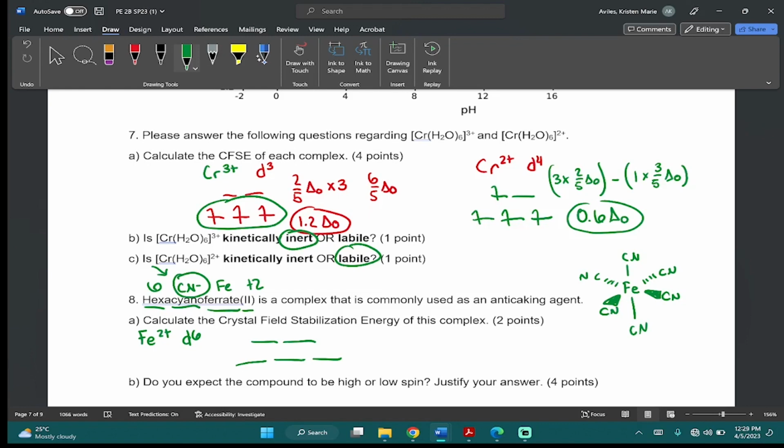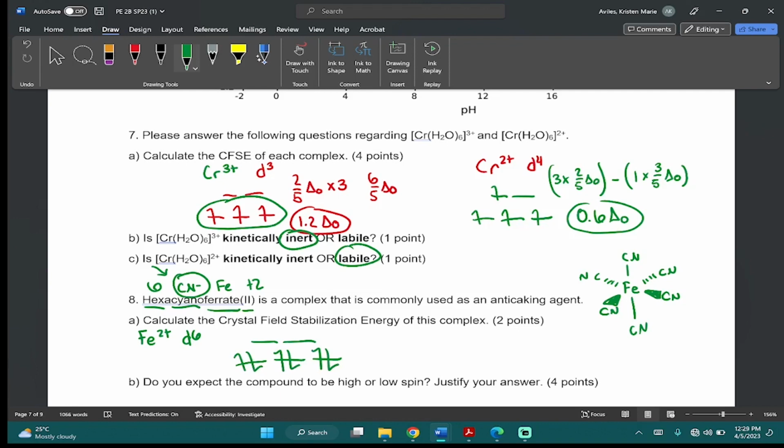Because we have cyanide, it is a strong field ligand. It can pi back bond. It is a sigma donor and a pi acceptor. It's going to be a low spin system because we have a large delta O. It's really hard to promote the electron rather than pair it. So that means everything's going to be down here.